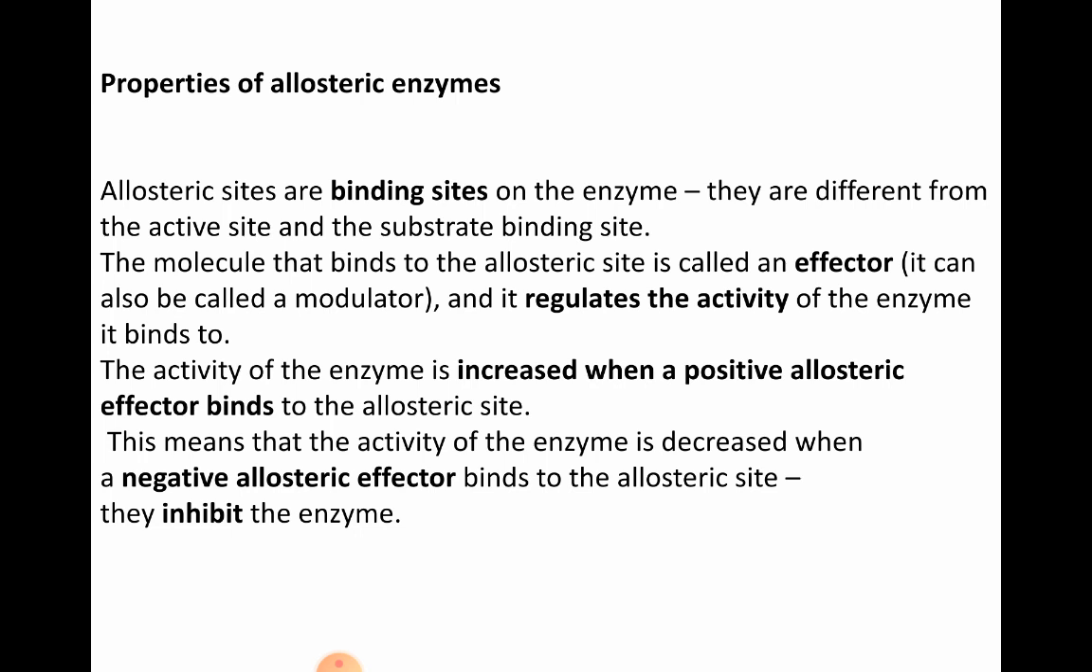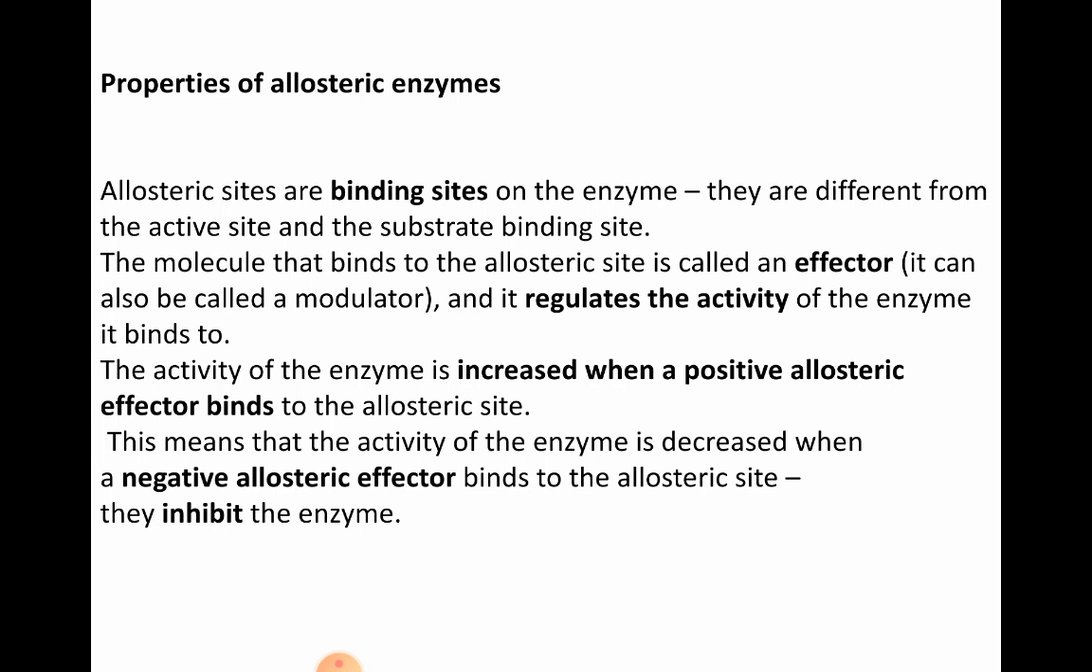So it means once this allosteric regulator or modulator binds to the pocket of the enzyme, it regulates the catalytic activity of the enzyme. The activity of the enzyme can either increase or decrease. Enzyme activity is increased when a positive allosteric effector binds to the allosteric site. This means that the activity of the enzyme is decreased when a negative allosteric effector binds to the allosteric site, and they bring down the activity of the enzyme.